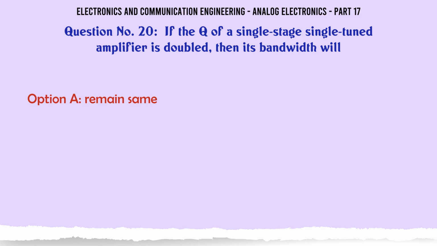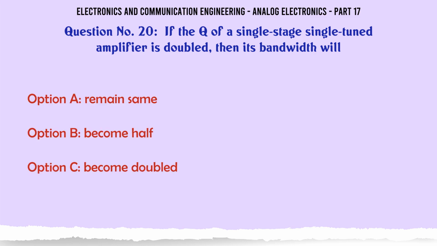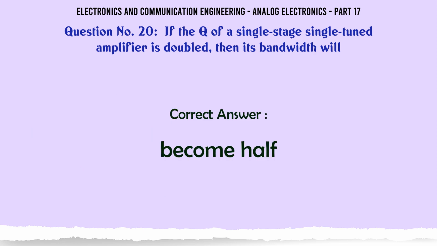If the Q of a single-stage single-tuned amplifier is doubled, then its bandwidth will A. Remain same. B. Become half. C. Become doubled. D. Become 4 times. The correct answer is become half.